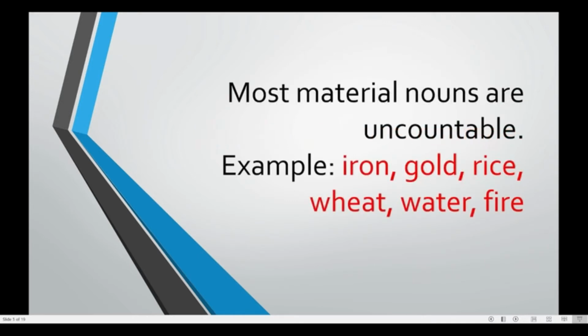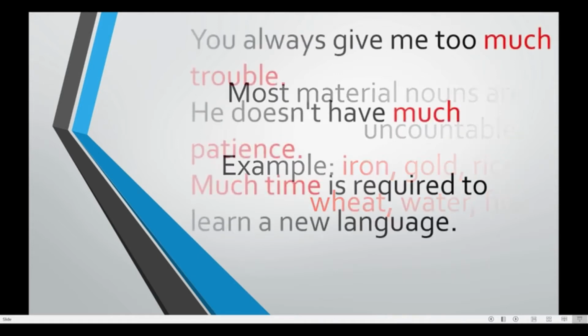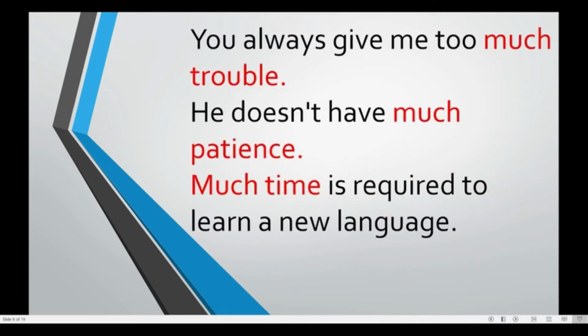Now, all material nouns are also uncountable. For example, iron, gold, rice, wheat, water, fire. You cannot easily count them. Therefore, they are considered uncountable nouns. And all uncountable nouns are used with much. We have got some examples here.